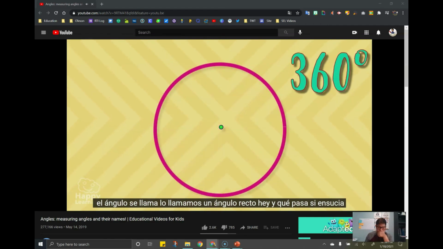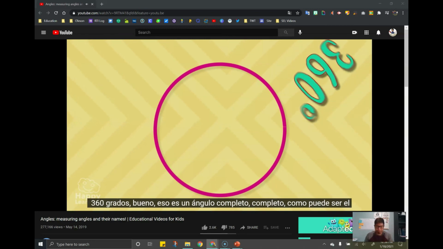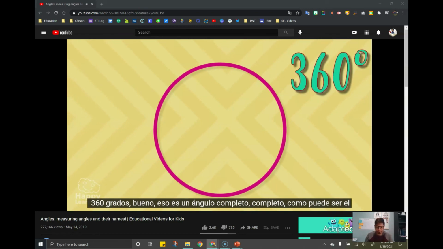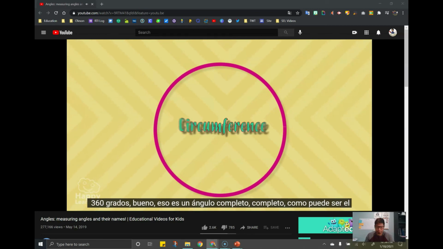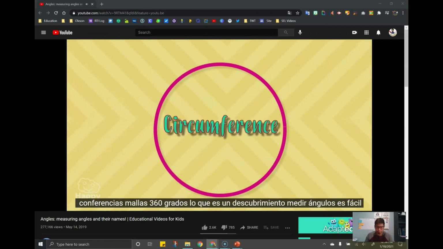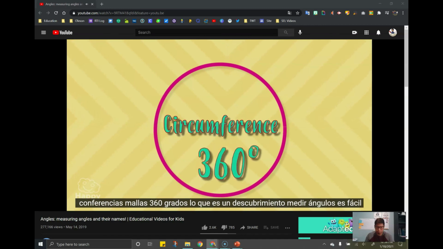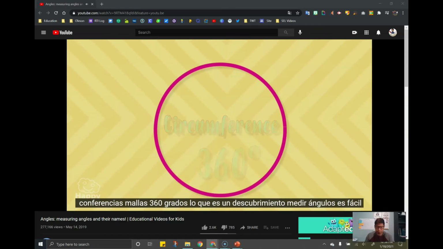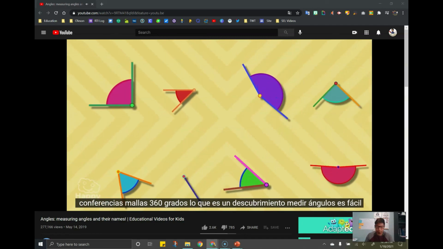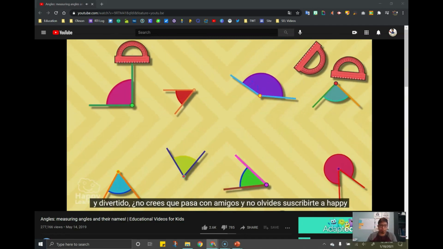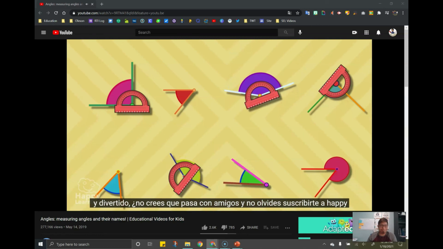Hey, and what about if it measures 360 degrees? Well, that's a complete or full angle. It's complete as can be. A circumference measures 360 degrees. What a discovery! Measuring angles is easy peasy and fun, don't you think?